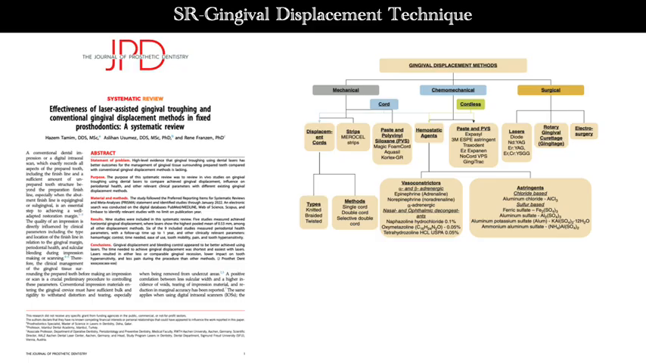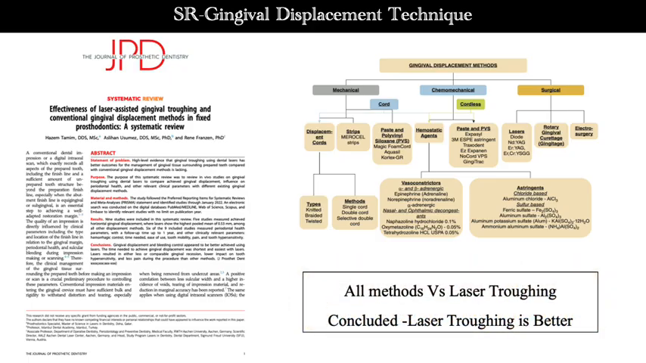So I repeat again: how much gingival displacement has happened, what was the patient's level of comfort, what was the operator's level of comfort, and did it cause any harm to the gingival tissue. Which means post-operatively, were there any recession or any harm, negative impact on the gingival epithelium. However, the systematic review came up with an amazing conclusion, saying that laser troughing was better than all the methods of gingival displacement. Okay.